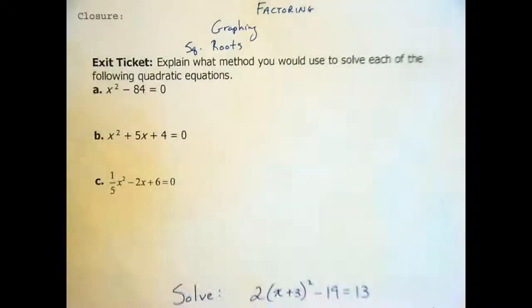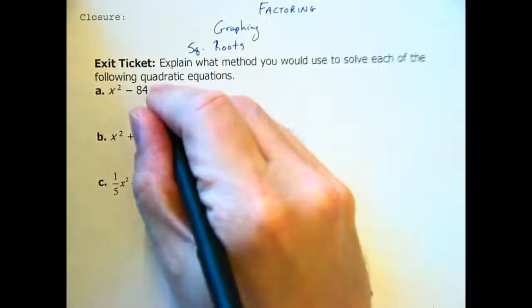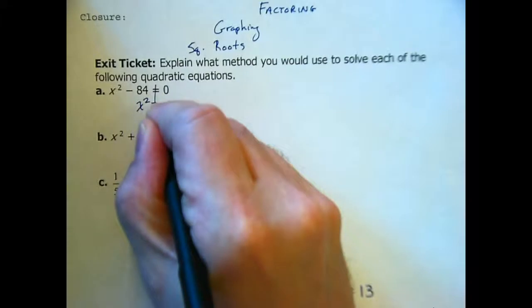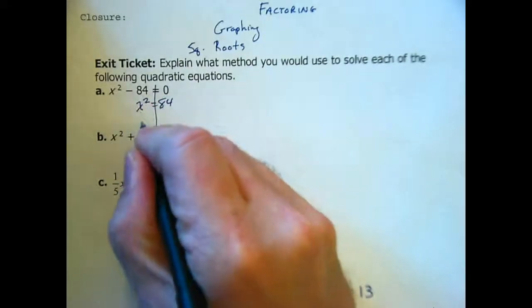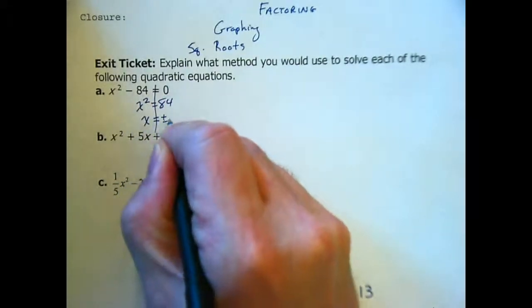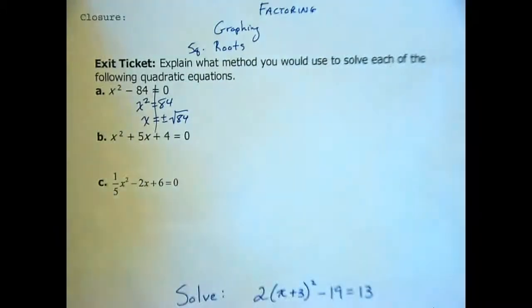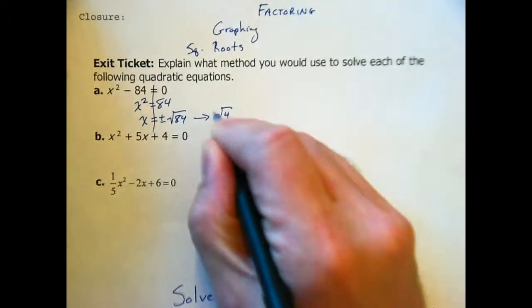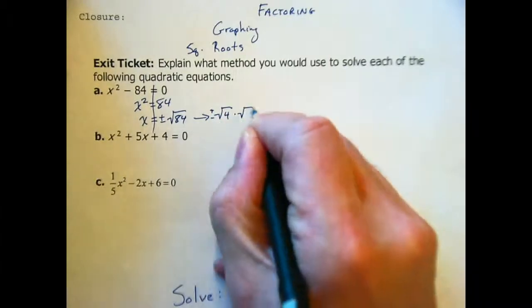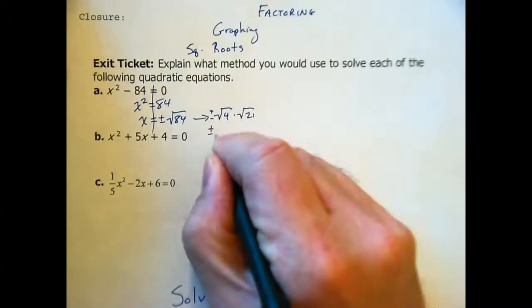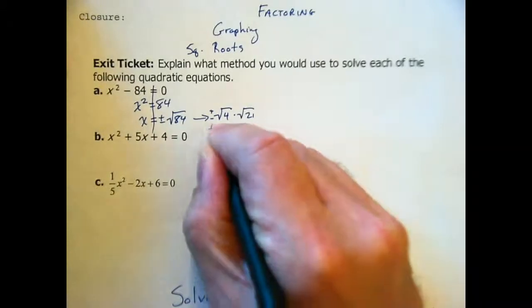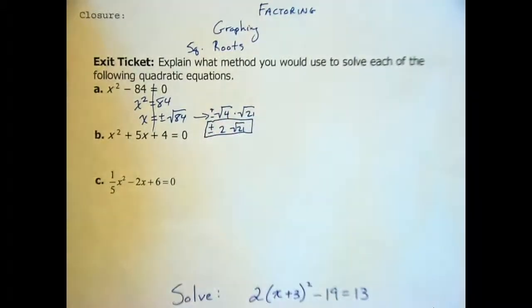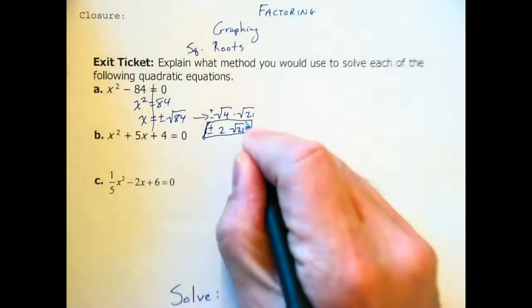Square roots. How do we know to use square roots there? Good. We don't have a b term in there. So add 84 to both sides, you get x squared equals 84. I know it didn't say to solve, and then take the root, x is equal to plus minus root 84. And in simplest radical form, we can simplify that. That would be plus minus root 4 times root 21, which is plus minus 2 root 21. Good. Okay? We want to put our cool little brackets around it.